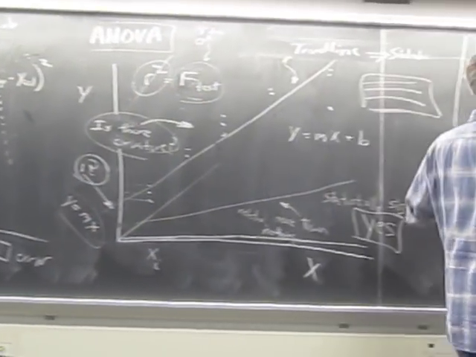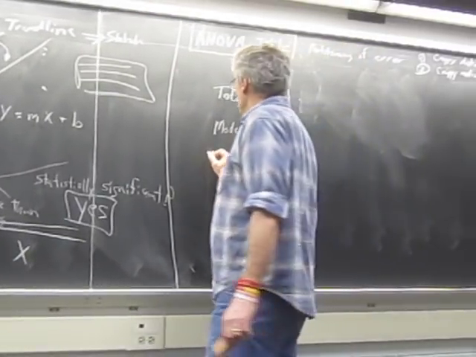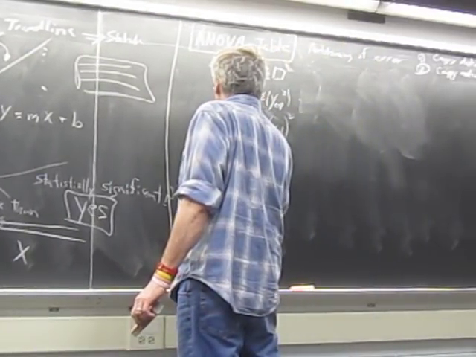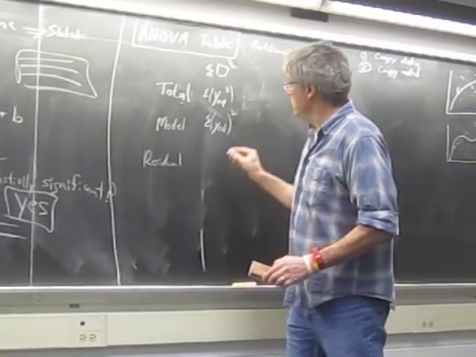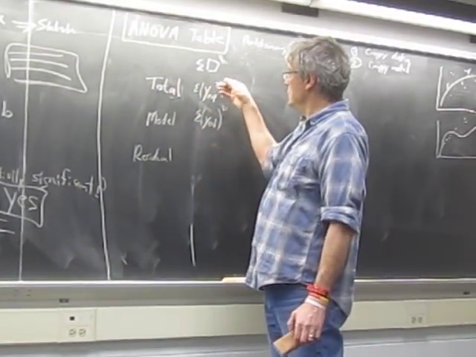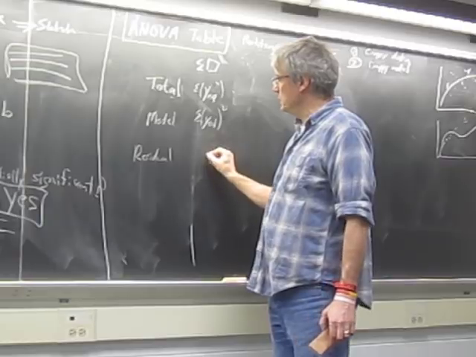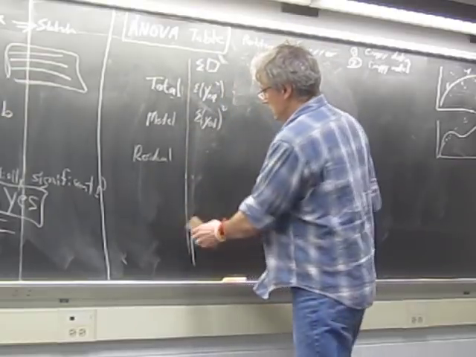So there's the model, and then there's the residual, and the residual is literally the difference between these two. So you simply take that one minus that one, and that becomes the residual, and that's true in the table.